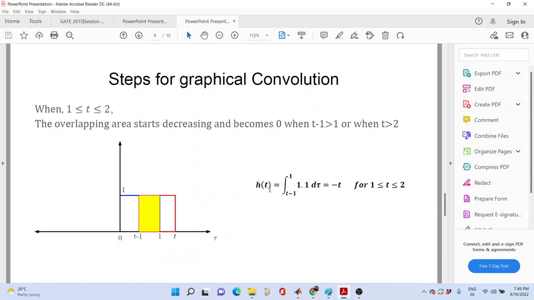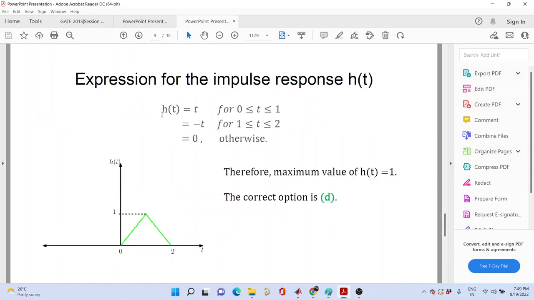To find the expression for the time interval 1 to 2, we will integrate from t minus 1 to 1 the product of the two functions at that time, d tau. That becomes 2 minus t. From here we can find that h(t) is equal to t from 0 to 1 and it is equal to 2 minus t from 1 to 2, or else it is 0. So the correct option is D.